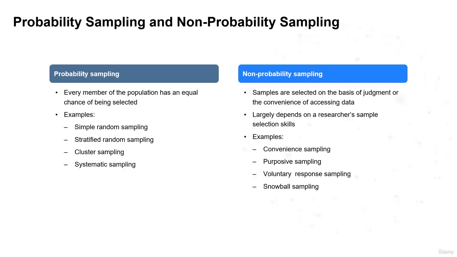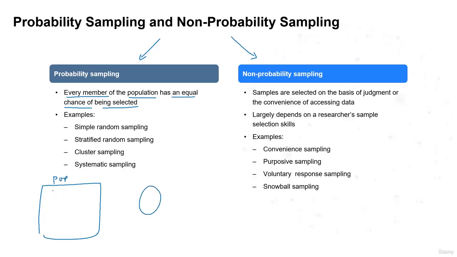Sampling techniques are majorly of two types. One is probability and one is non-probability sampling. Probability sampling basically means every member of the population has an equal chance of being selected. Imagine you have an entire population, and you want to select some samples out of it. Let's say these are my entire population, and maybe this data and this data are part of my sample. Now, here, selection of a data point from the population to the sample is a probabilistic approach.